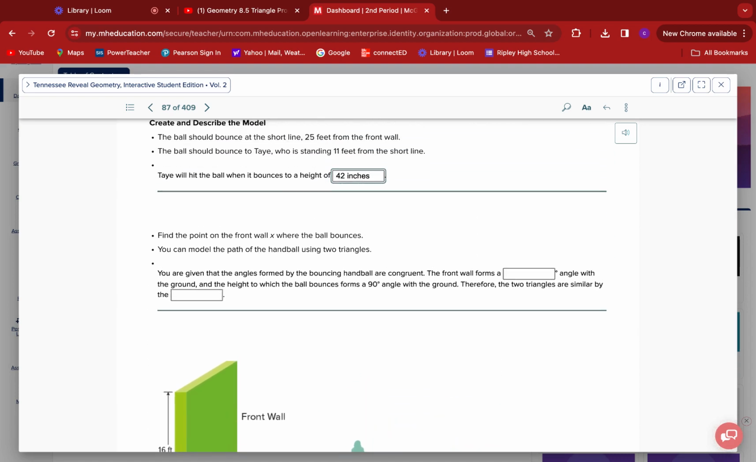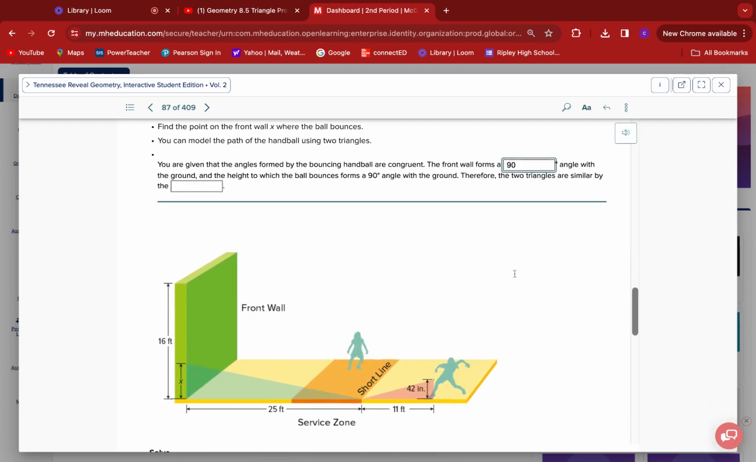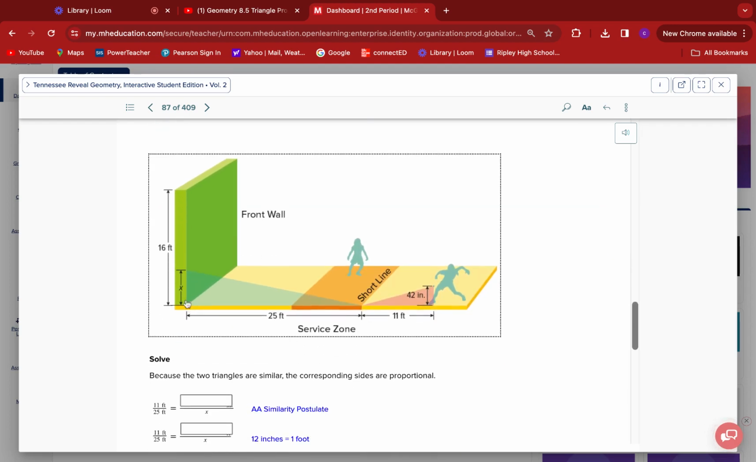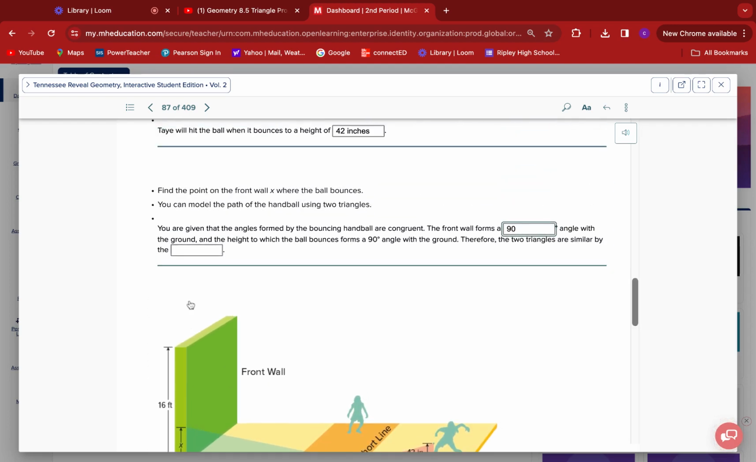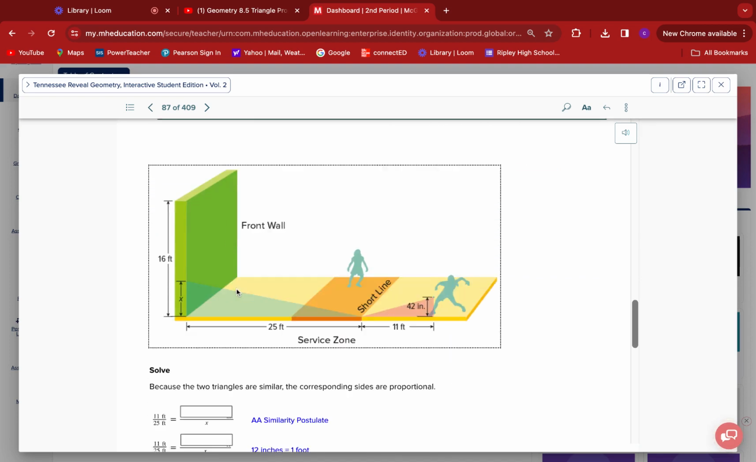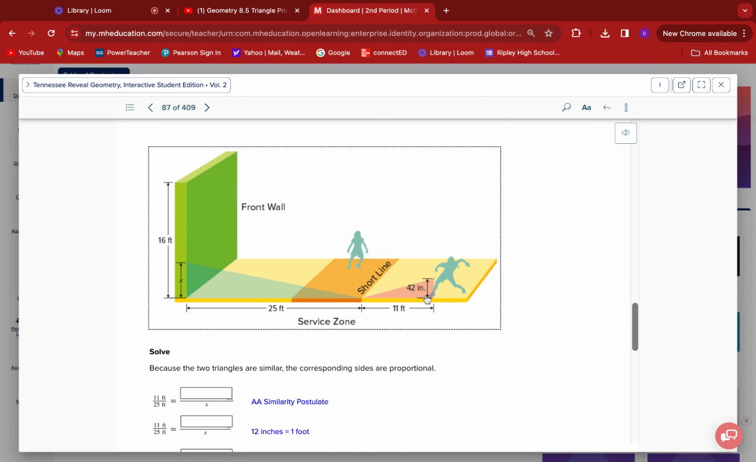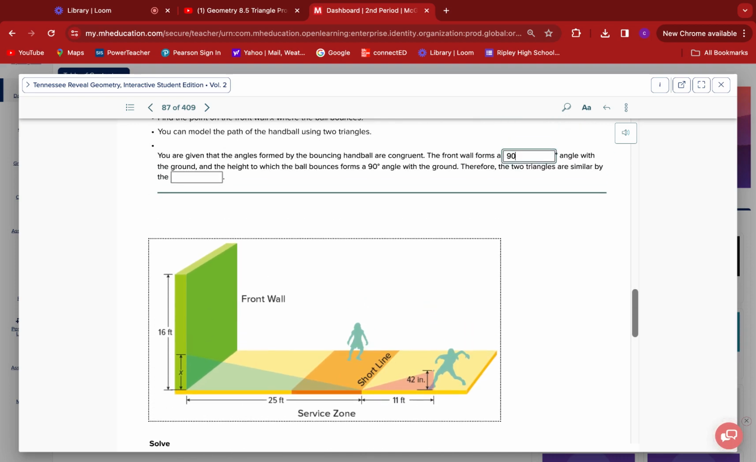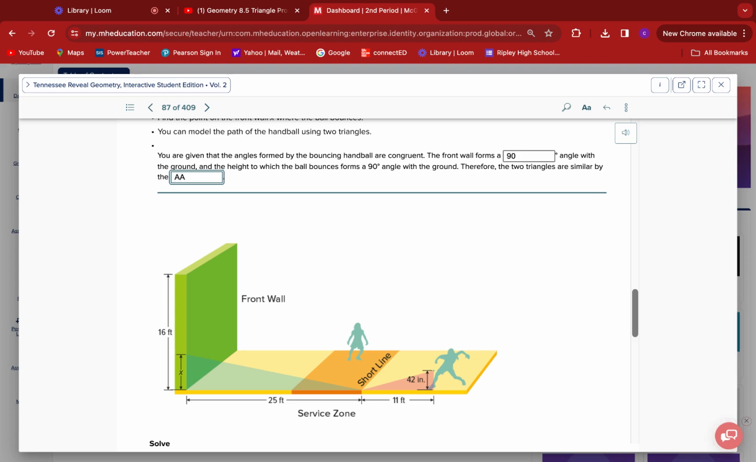You're given the angles formed by the bouncing handball are congruent. The front wall forms a 90-degree angle. It even looks like a right angle with the ground, and the height to which the ball bounces forms a 90-degree angle with the ground. They're talking about over here, 90-degree angle. Therefore, the two triangles are similar by the angle similarity.